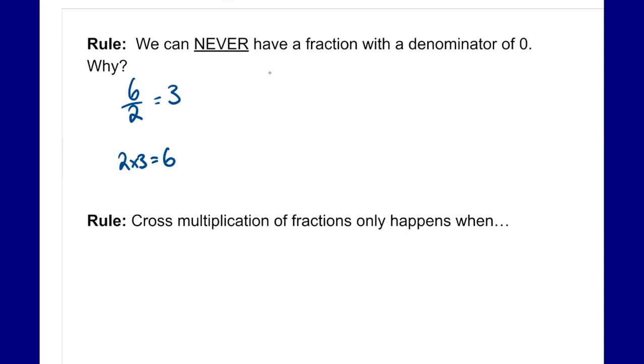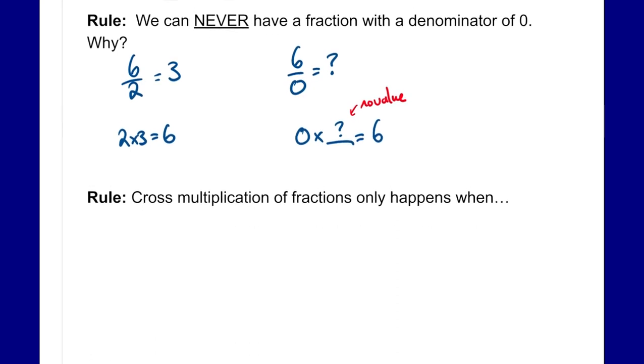Now on the flip side, if I have 6 divided by 0 equal to something, which we know it doesn't, it can't, and that's because 0 times what equals 6? There isn't anything that we can multiply 0 by to get to 6. So there is no value. That is why we can't have a denominator of 0. We can't divide by 0.